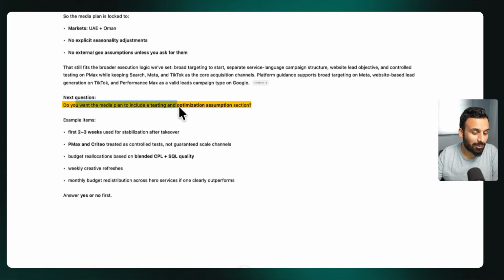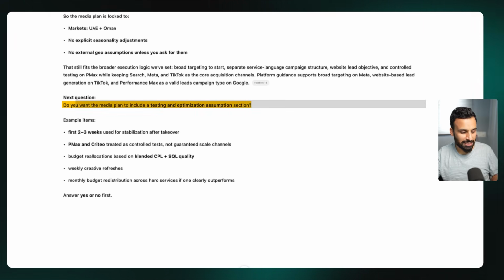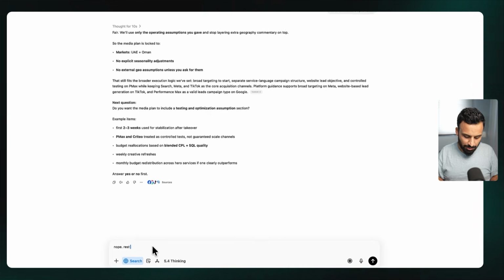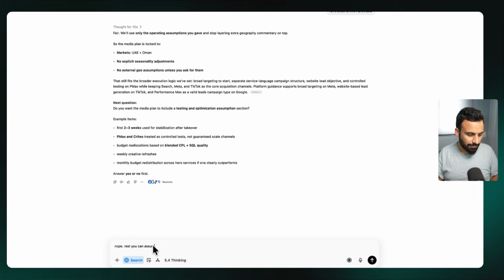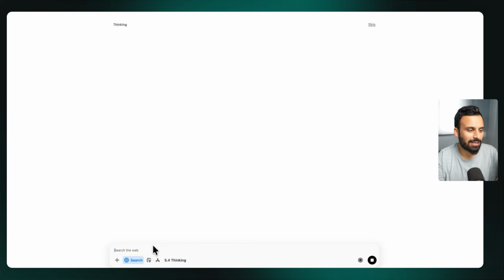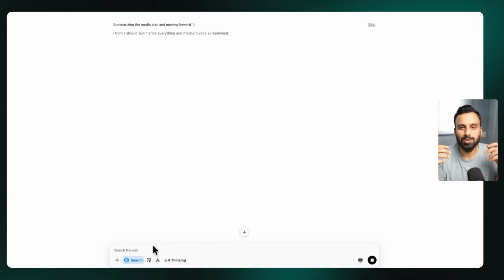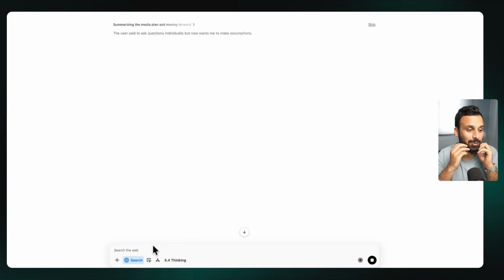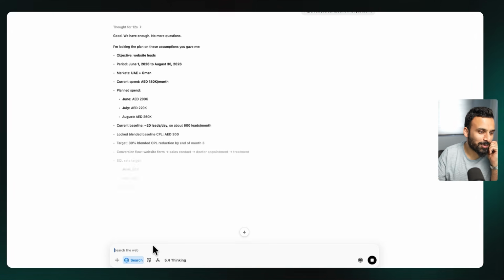Okay, next question. Do you want the media plan to include testing and optimization assumption section? Nope. Rest, you can assume what you see fit, because I know most of the information I provided is already enough. Now it's asking about testing and all that. Really, we don't need to add those in this media plan. So I'm just saying assume whatever you see fit. Okay, we have enough. No more questions.